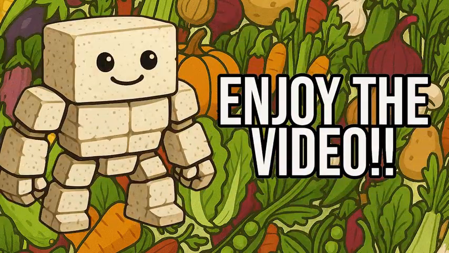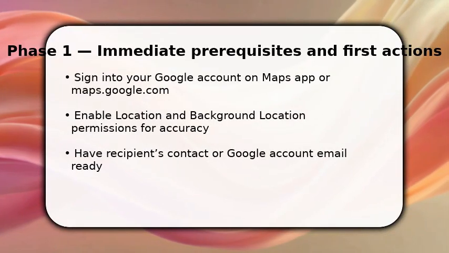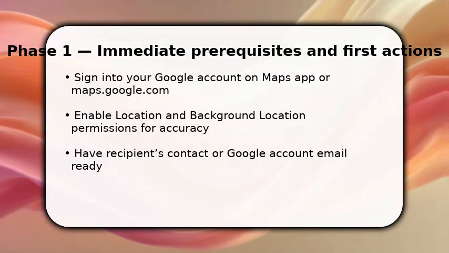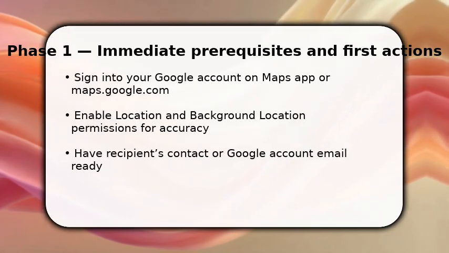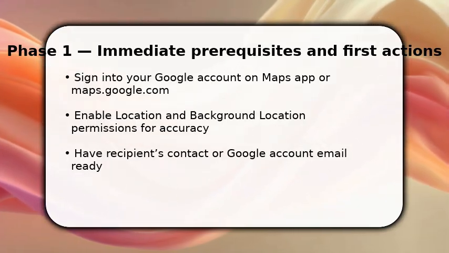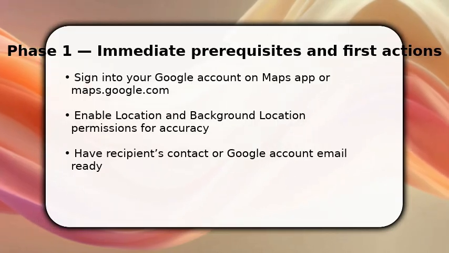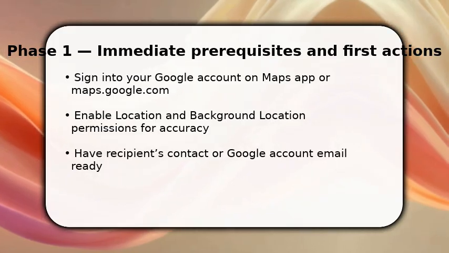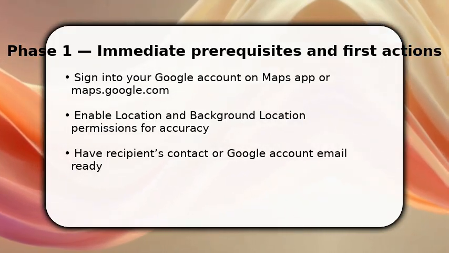Please enjoy the video. You start by opening Google Maps and signing into the Google account you'll use. Once done, make sure device location and background location permissions are enabled so sharing stays accurate. This avoids dropped updates. Next, tap the profile icon, then location sharing. That gets you to the actual sharing UI.